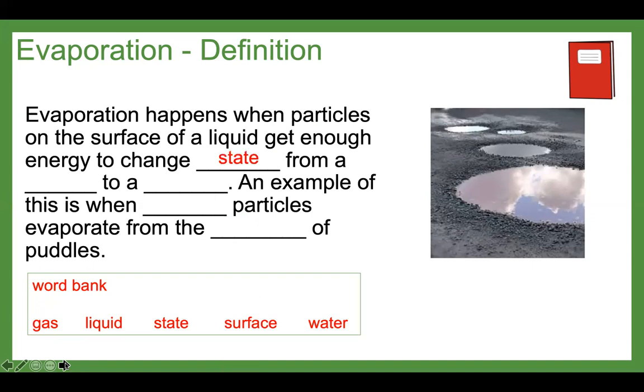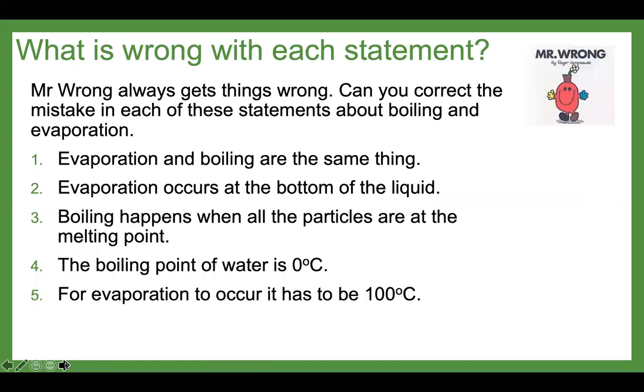So evaporation happens when particles on the surface of a liquid get enough energy to change state from a liquid to a gas. An example of this is when water particles evaporate from the surface of puddles. Now, Mr. Wrong always gets things wrong. Can you correct the mistake in each of these sentences about boiling and evaporation? So let's do them one at a time.